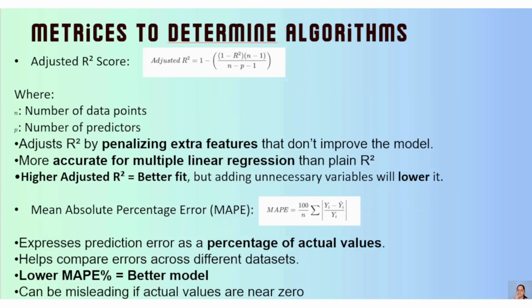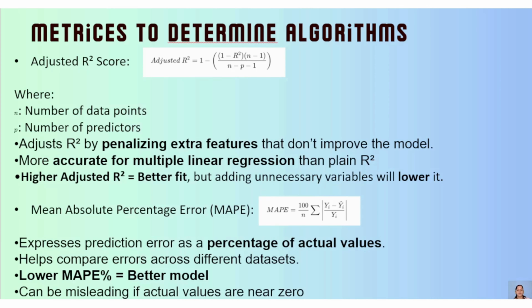Then we have adjusted R2 square, and adjusted R2 square is something we need to understand in our practical example, and I will show you. Adjusted R2 square is what happens when you are adding new features. If that feature is not fully correlated to the existing features, it will penalize the data and it will reduce the R2 score. And a higher R2 score is a better fit. But adding unnecessary values definitely will lower it, and I have already explained that.